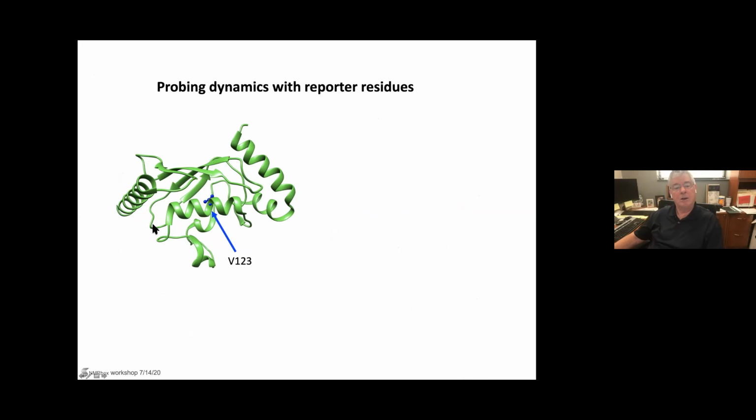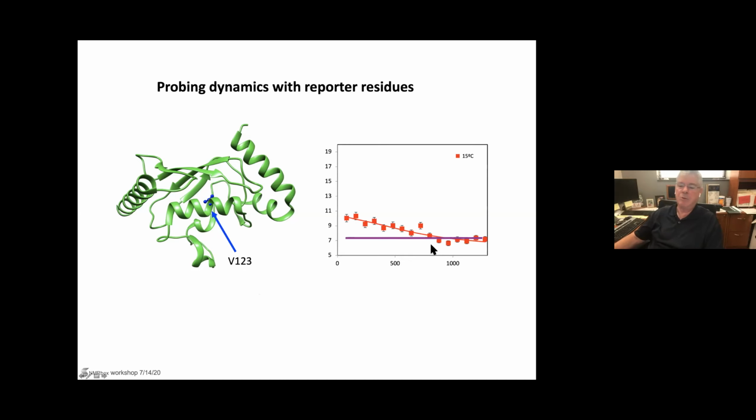So this is our popular E2 enzyme, and we're going to ask about what kind of reporter residues. I'm going to point to valine 123 here, and in this case, I'm looking at the nitrogen CPMG data, okay? And so I record this spectrum, and the protein doesn't like to be warm so much, so we do it at 15 degrees. And we see, if you want to believe, there's some exchange there, but it's pretty flat.